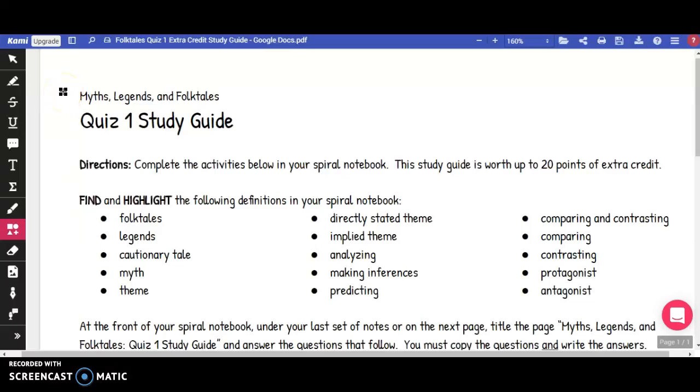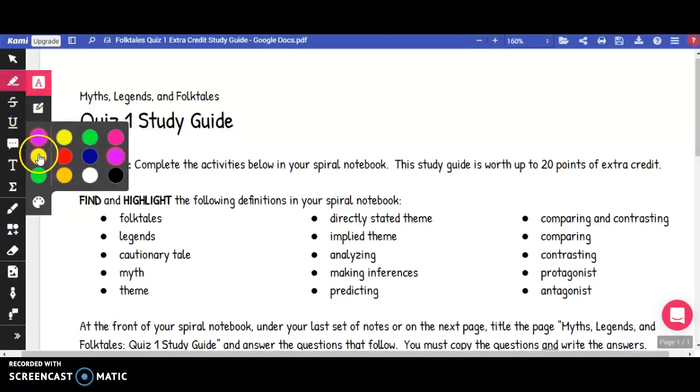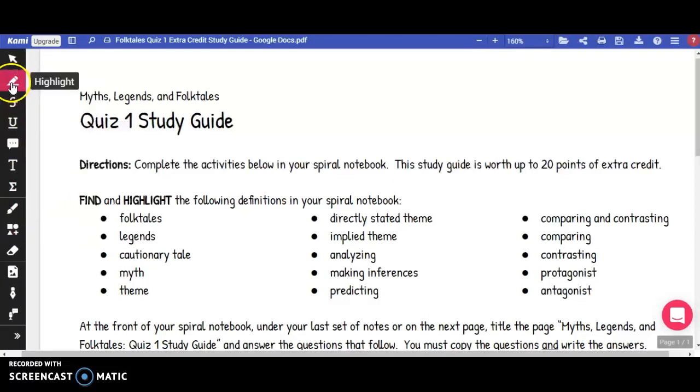For the first quiz for the Myths, Legends, and Folktales unit, there is an extra credit study guide that you can complete in your Spiral notebook. If you open the document, the directions tell you to complete the activities below in your Spiral notebook. This study guide is worth up to 20 points of extra credit. The first thing you need to do is find and highlight the following definitions in your Spiral notebook.